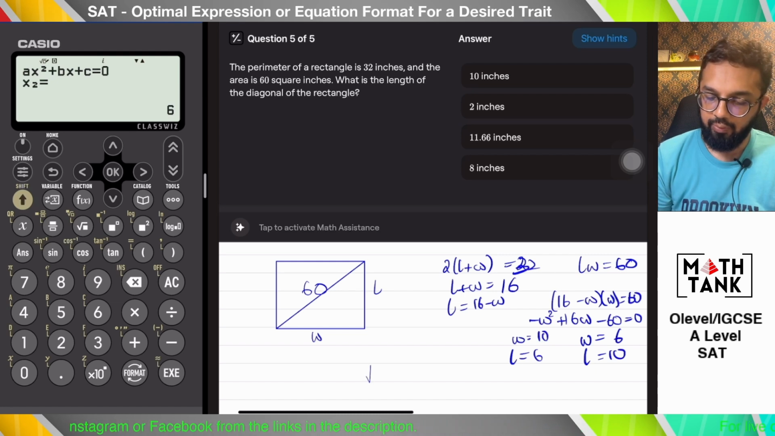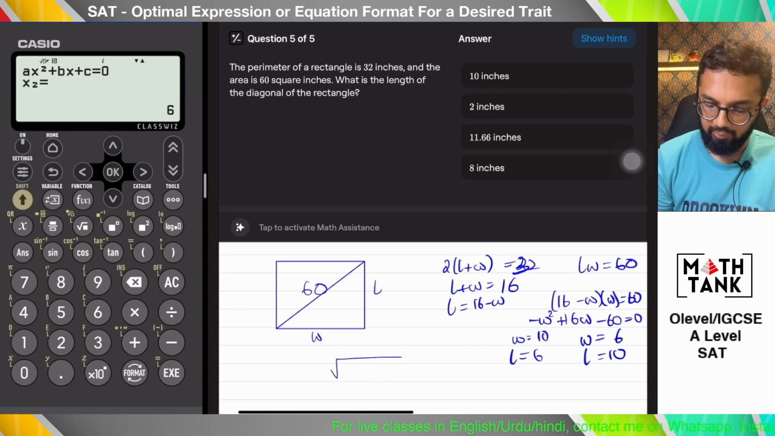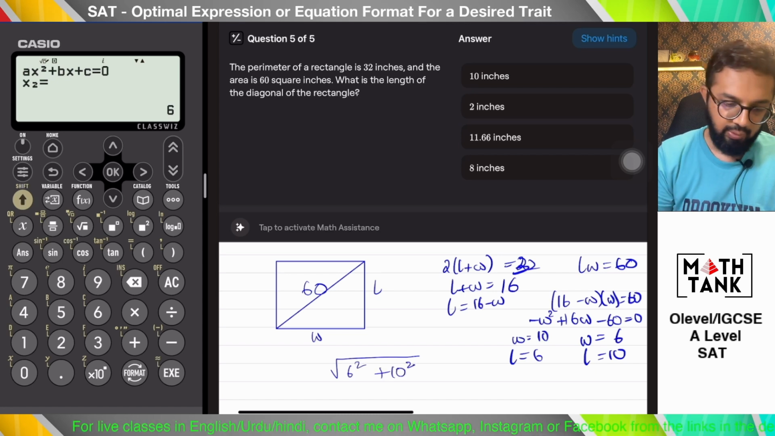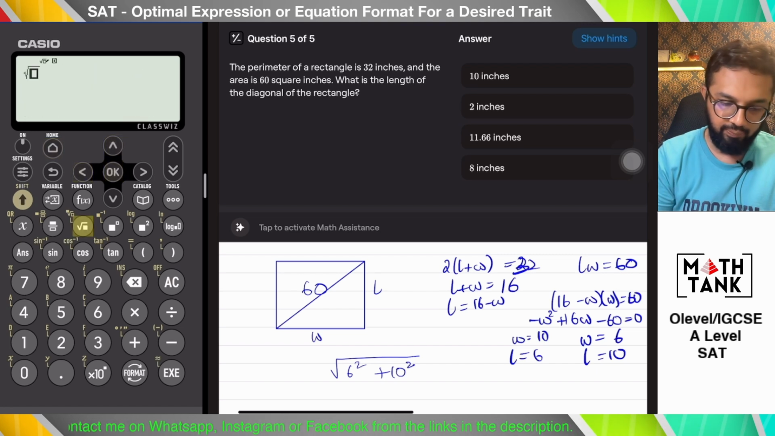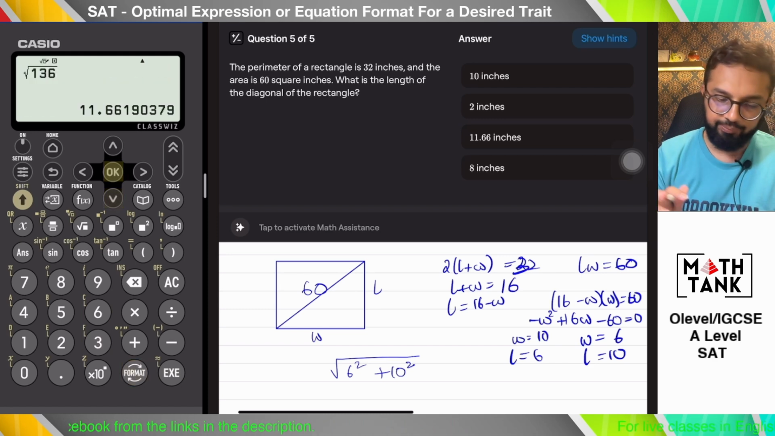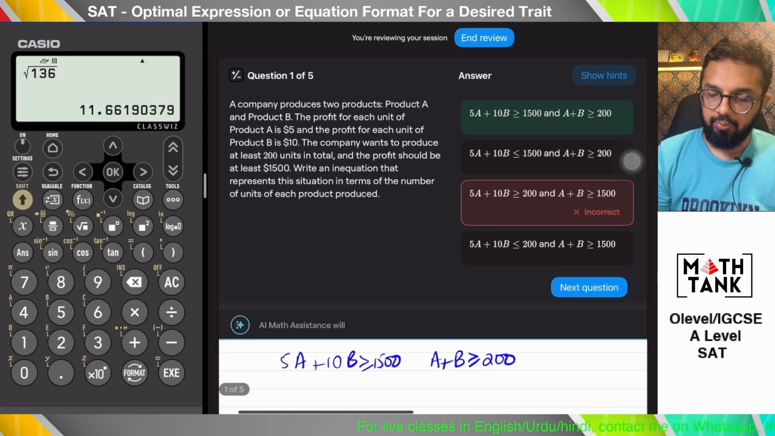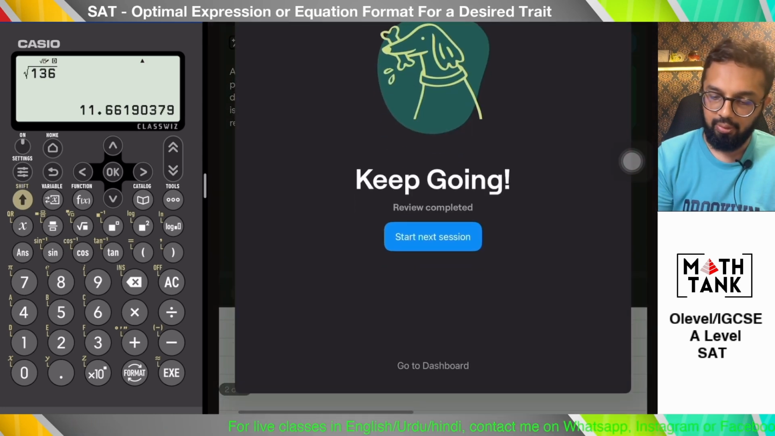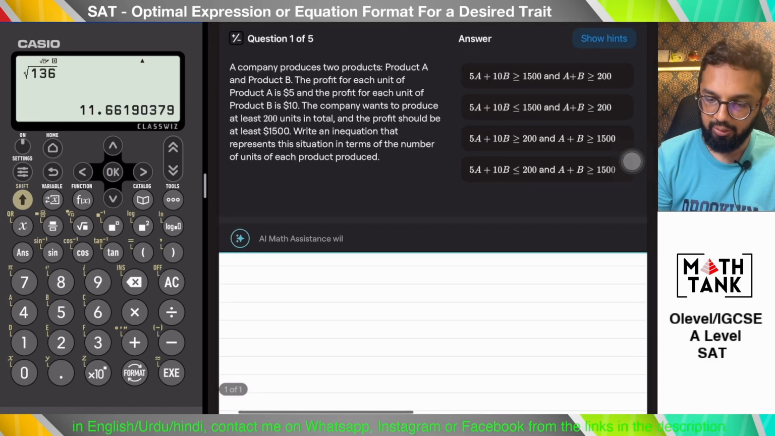So root of 6 squared plus 10 squared should give me the diagonal. I don't think it's going to turn out as a whole number, so let me put that on a calculator. It's going to give me root of 136, which is 11.66. I think it's going to pop up one more session because I did one question wrong. Let's correct that, and that should be the end of it.